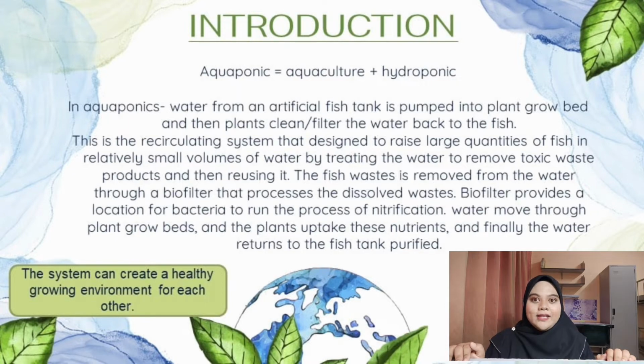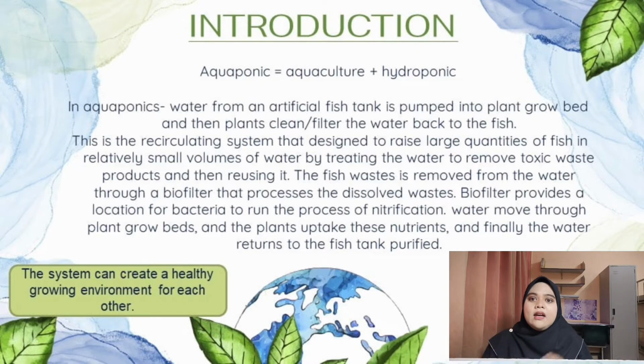Aquaponic is the combination of aquaculture, which is fish farming, and hydroponic, which is soilless production of plants. In an aquaponic system, water from the fish tank is pumped into the plant grow bed. Plants grow rapidly with dissolved nutrients that are extracted directly from the fish or generated from the microbial breakdown of fish waste in the water. Plants clean or filter the water and it is pumped back into the fish tank.